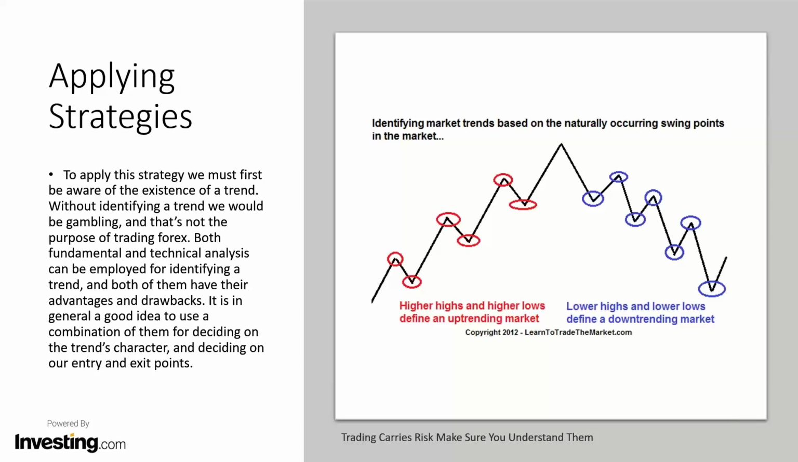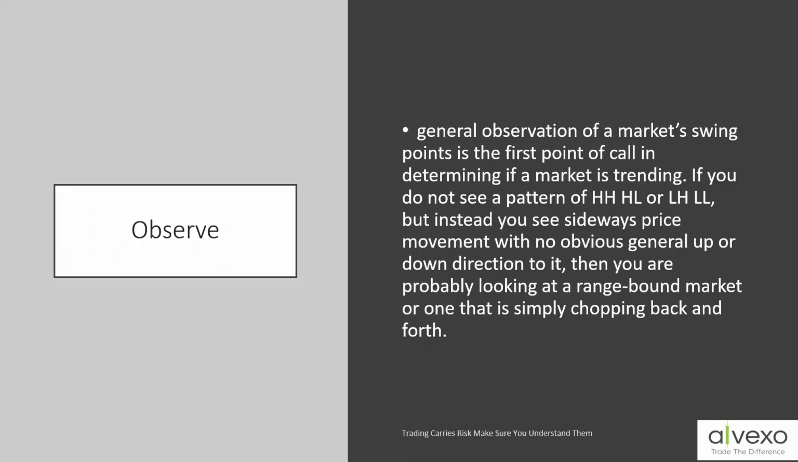So it is generally a good idea to use a combination of technical and fundamental information when deciding on a trend's character and deciding on our entry and exit points. General observation of market swing points is the first port of call in determining if a market is trending. Okay, we've already talked about it. Markets are making higher highs and higher lows, higher highs and higher lows. So we want to use observation. Let's go over some live charts.